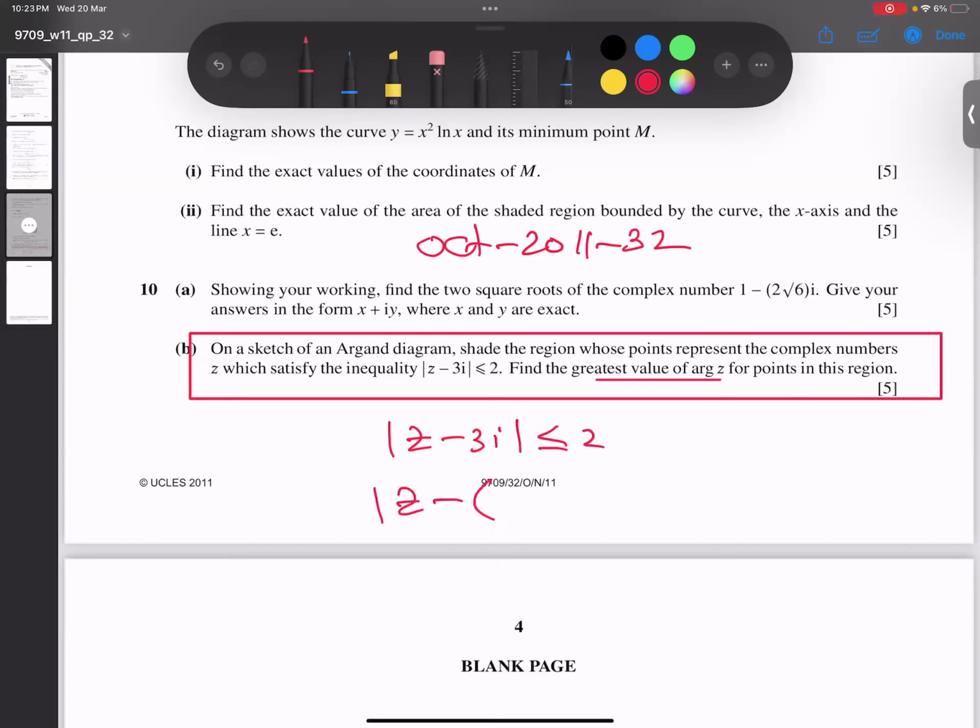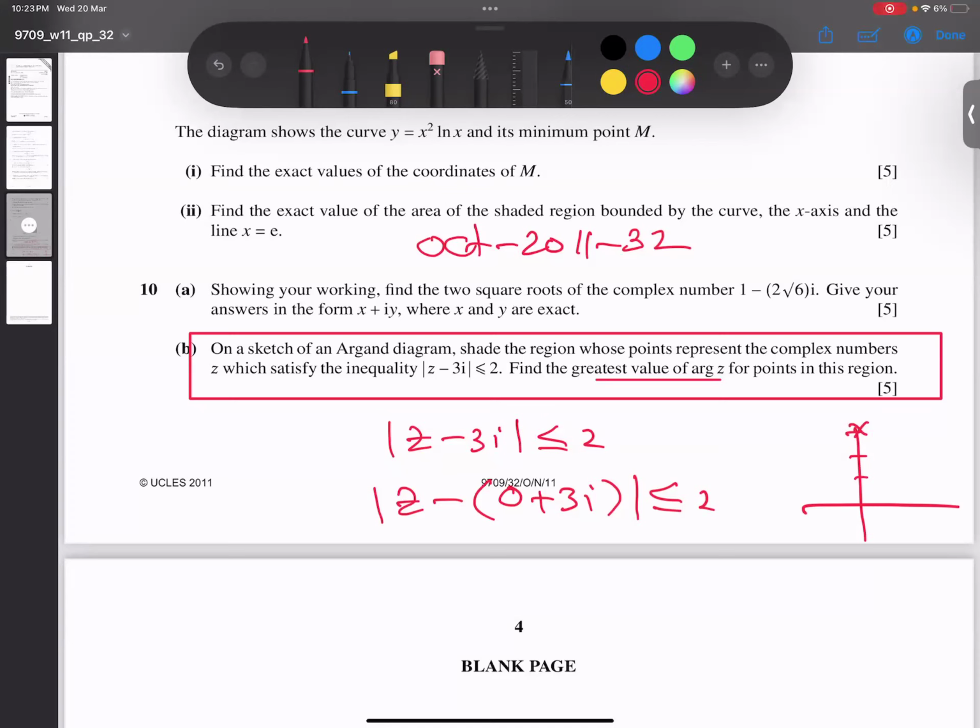Take the negative sign, but a question comes to mind: this is not a complete complex number. So write 0 plus 3i. It means the x-value is 0 and y is 3. So 1, 2, 3. This point is coming here.